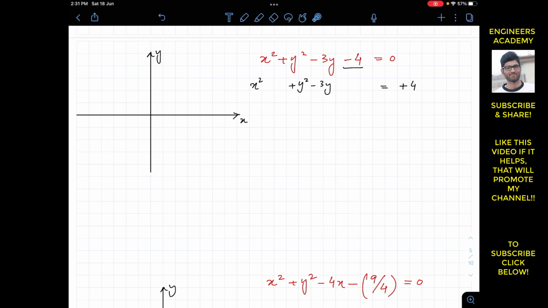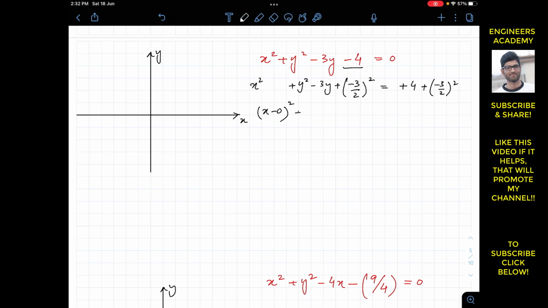Now we are only required to complete the square for y. There is no need to complete the square for x. So we need to add the coefficient of y divided by 2, squared. That is (−3/2)², and we need to add that on the right hand side as well. So now we can write x² as (x − 0)², and −3 divided by 2 is −1.5, squared.